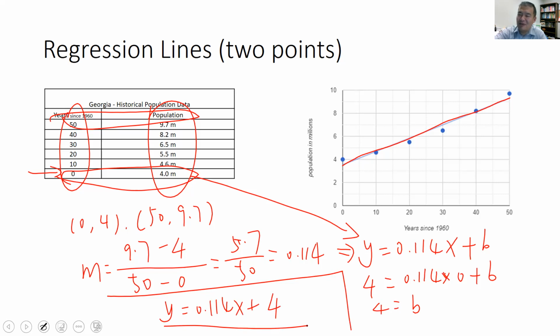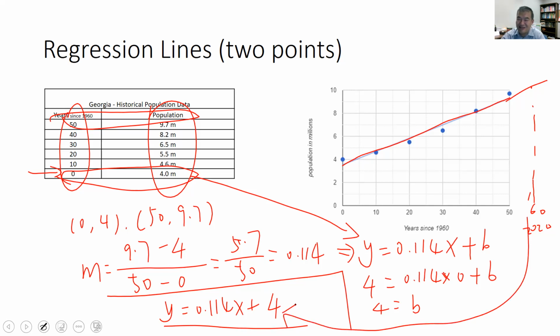If you want to know how many people, 50 years after 1960 would be 2010. So how about 60? That means 2020. How many people in 2020? You just basically plug this 60 into this function. So your y equals 0.114 times 60 plus 4. Am I right? So this will give you y equals 5.14.